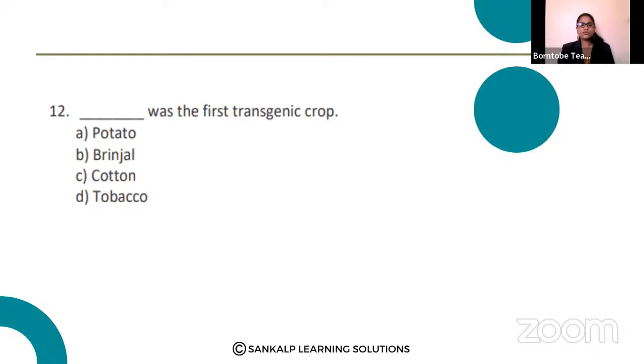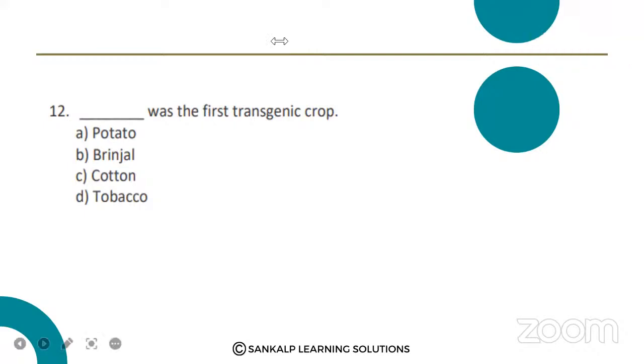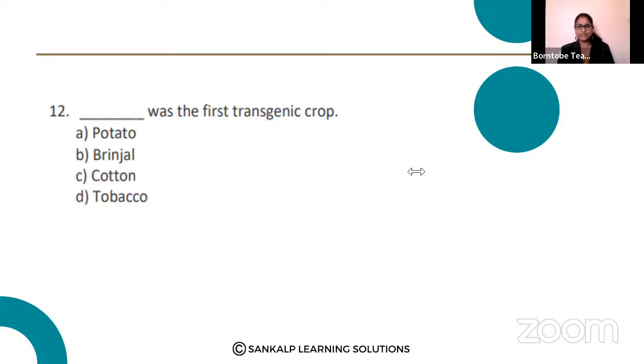Fine. Which was the first transgenic crop? Option A, potato. Option B, brinjal. Option C, cotton. Option D, tobacco. Option D, ma'am. Great. Samarth, Jyoti, Lohit, Parvati, then Lakshmi, Rakshita, Viresh, Padmayan.